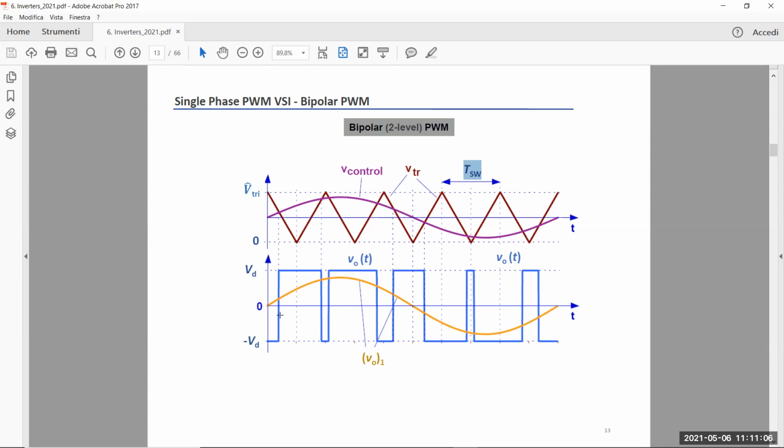And the width is sine wave modulated, as you can see in the waveform. The orange curve here is the fundamental component of this curve, something that you can obtain when you low pass filter this blue curve. You can obtain the fundamental component. Nothing new with respect to our discussion for the DC-DC four quadrant converters.